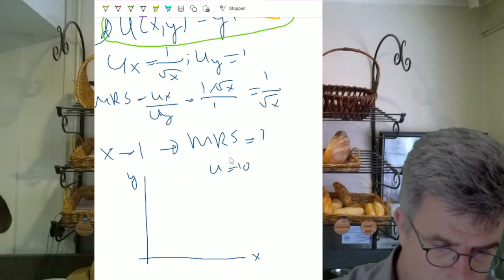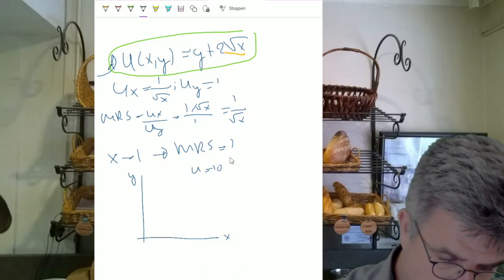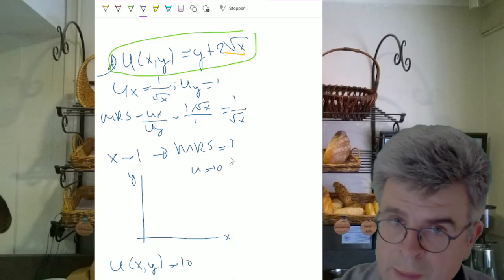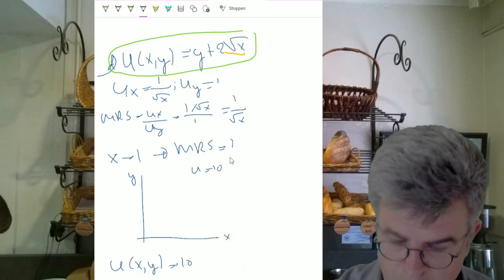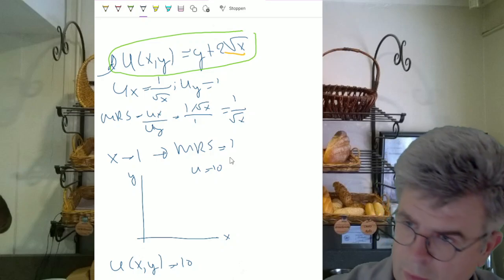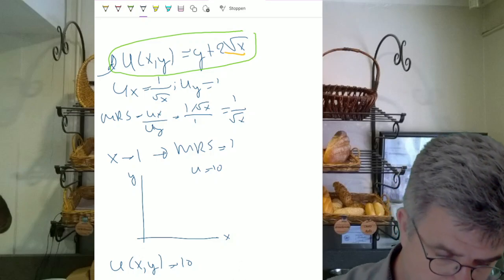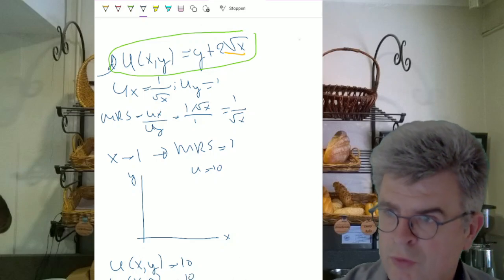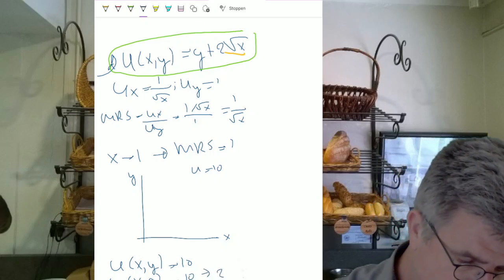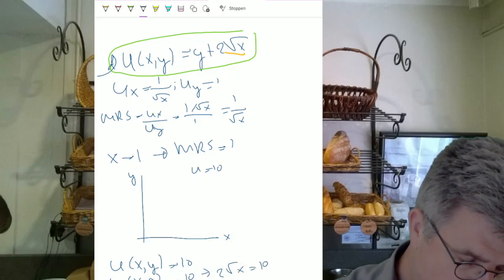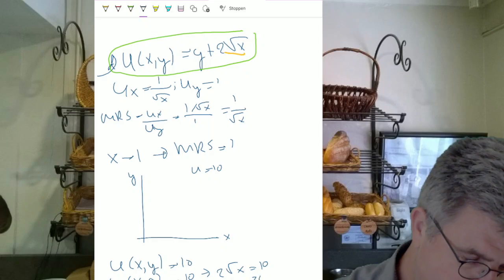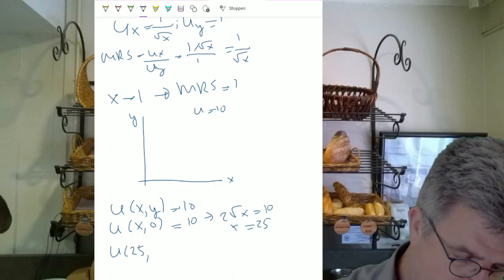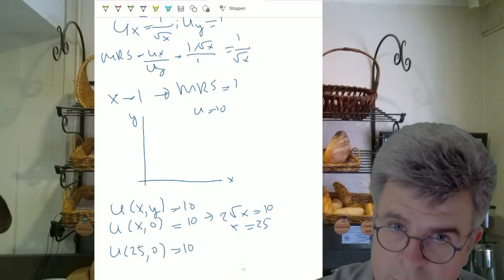Now, for this utility function, we know that if utility needs to be equal to 10, for example, what we can do is take a value of y equal to 0. So if we take over here in this utility function y equal to 0, what then needs to be the value of x such that we end up with a utility of 10? Well, it's the value for which 2 times the square root of x is equal to 10. So we need a value of x that is equal to 25. So we know that 25 units of x and 0 units of y give this individual a utility of 10.